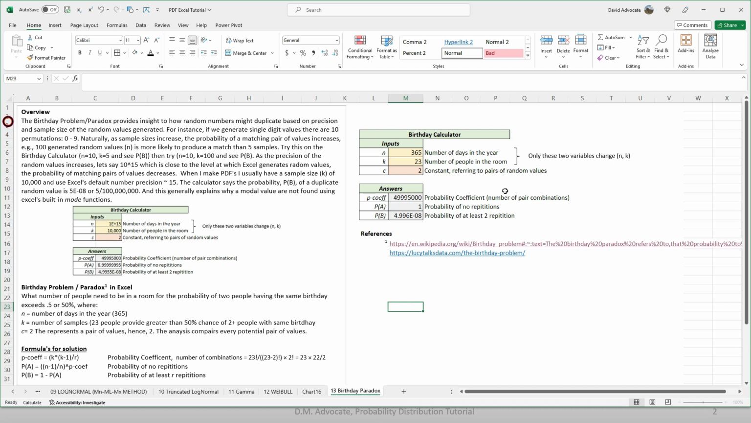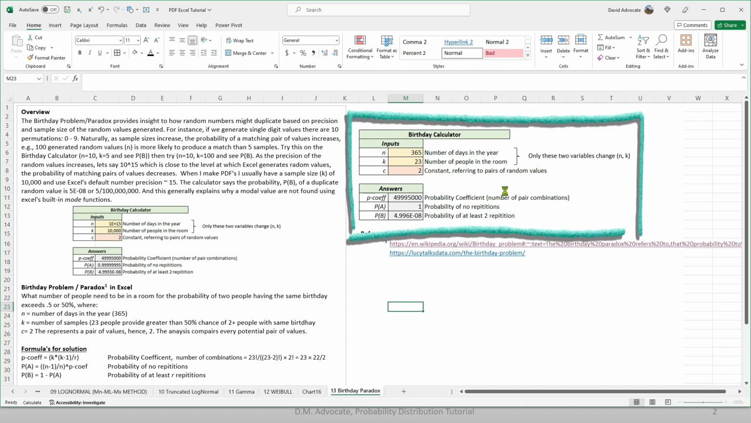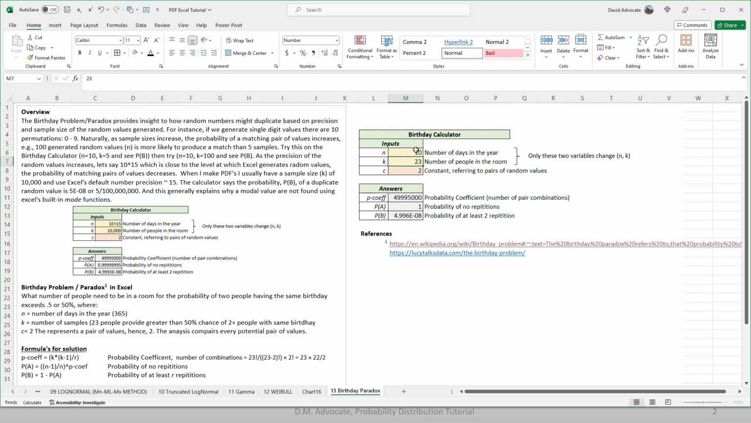Let's try this on the birthday calculator to the right. So for n, we'll put in 10, and for sample size, we'll put in 5. And we'll watch PB. Shift F9, and it says we have a 65% probability of a matching number. Now, let's change this to 100 samples. What do you think the answer is going to be? The probability is 1, so we'll certainly get a duplicate value.